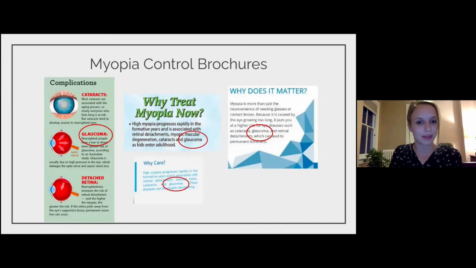Regardless of the fact that we don't have a good explanation, it has become an important part of our clinical management of myopic patients. I just Googled myopia control brochures, and most of them mention the associated risk of glaucoma.